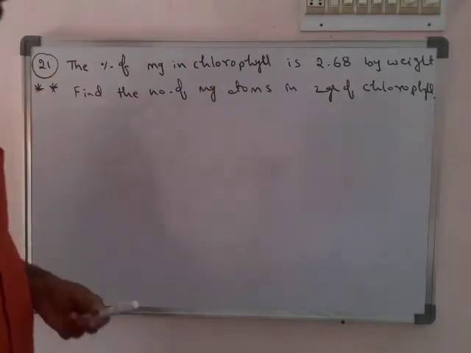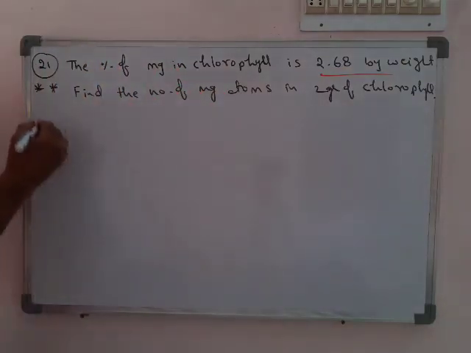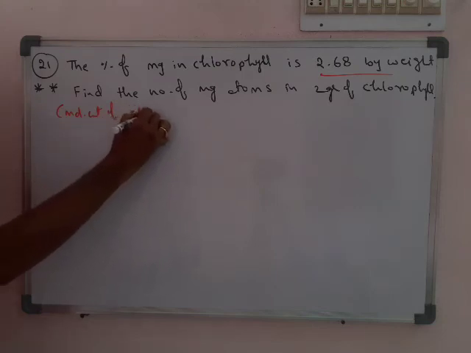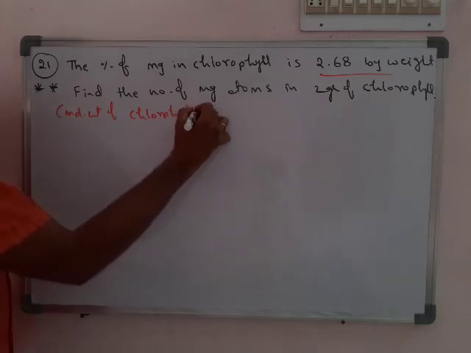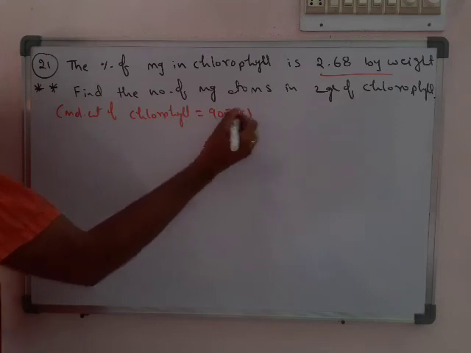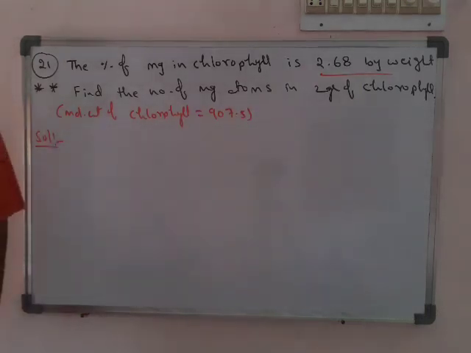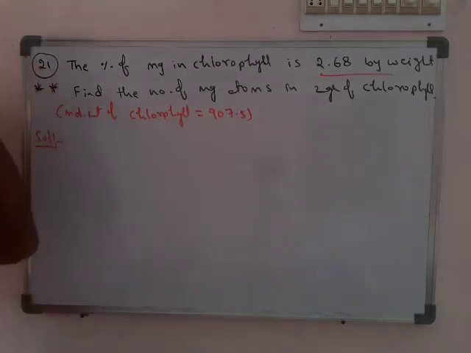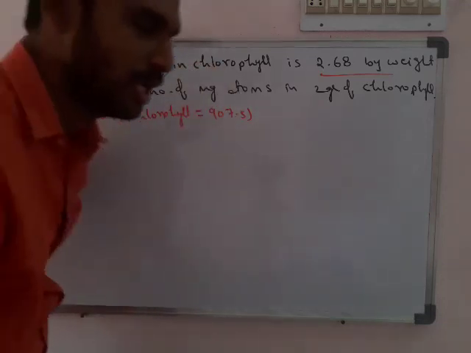Okay. So it is given 2.68 by weight, but it is not given about the molecular weight. Actually, the molecular weight of chlorophyll, without this information we can't do the problem. So molecular weight of chlorophyll is given, 907.5. With the help of that only we are able to do it. So what percentage is given? The percentage of magnesium in chlorophyll.